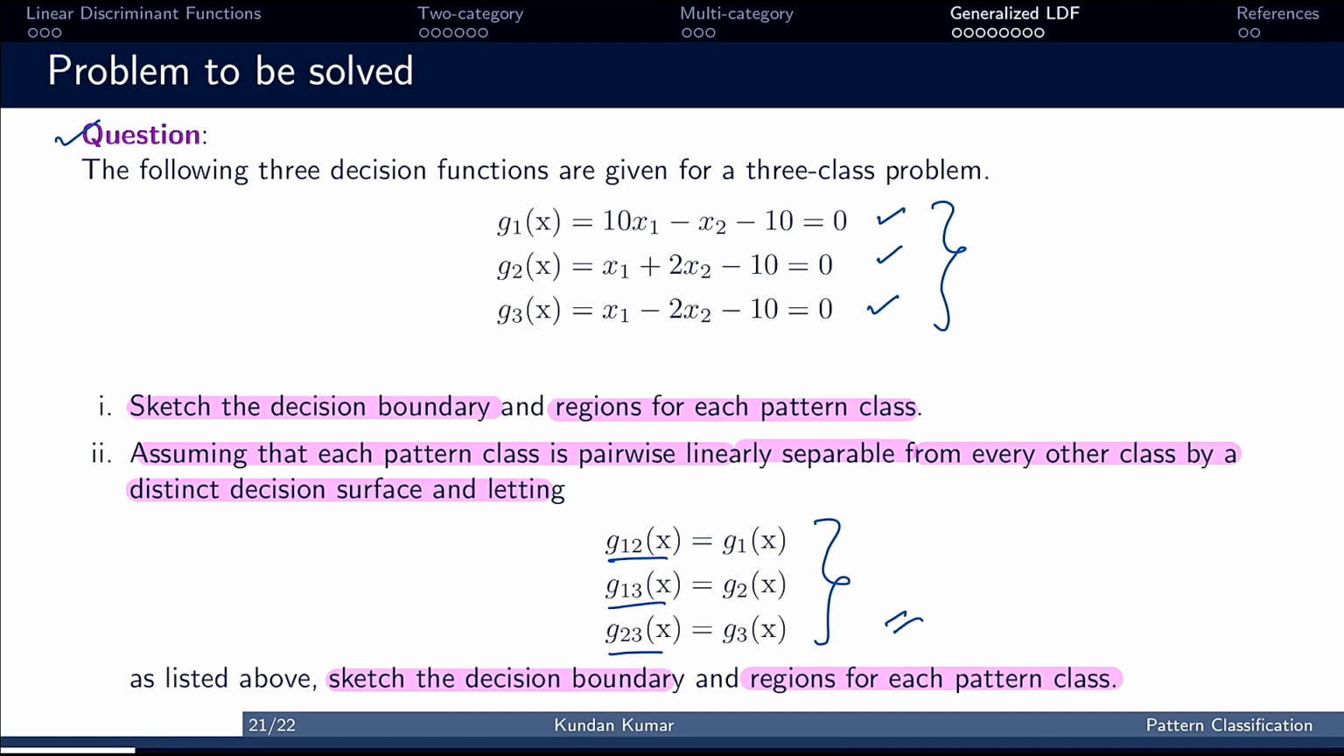In these two parts, the difference is that they cover two different cases for solving the multi-category classification problem. Before solving this problem, I would like to discuss some background that we have covered in the previous lectures. If you remember, in the last few lectures we described three different approaches for multi-category cases using linear discriminant functions.